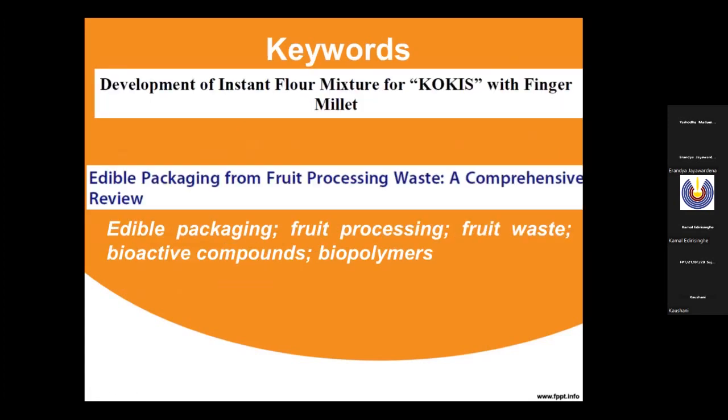another example, development of instant flour mixture for cookies with finger millet. I have not mentioned the keywords, but you have to think about what should be included in the keywords. Another one is edible packaging from food processing waste, a comparative review. This is a review paper concerning edible packaging from food processing waste. In the keywords, you can see edible packaging as one term, food processing as one term, food waste, bioactive component, and biopolymers. Five keywords are included. Then you can think about which keywords we can use from the title.